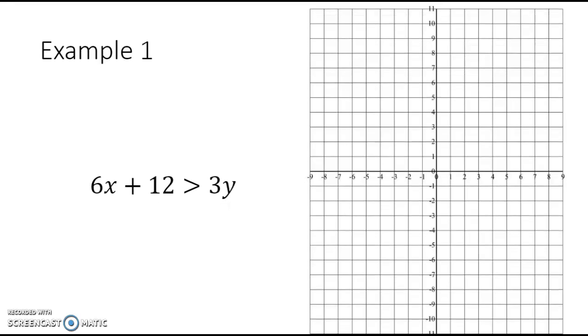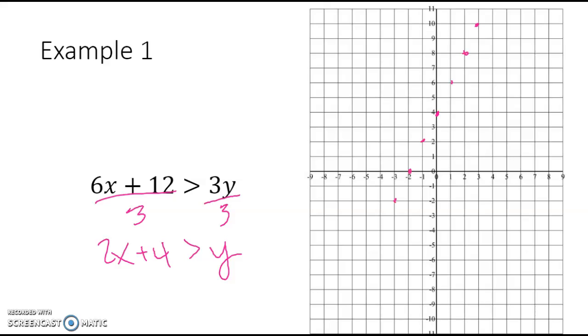Our first example, we have 6x plus 12 is greater than 3y. Remember, our first step is we want to graph our inequality. So let's go ahead. We can divide both sides by 3. I'm going to get 2x plus 4 is greater than y. I'm going to plot my y-intercept. I'm going to use my slope to plot the rest of my points.